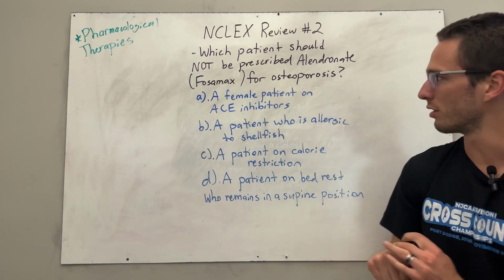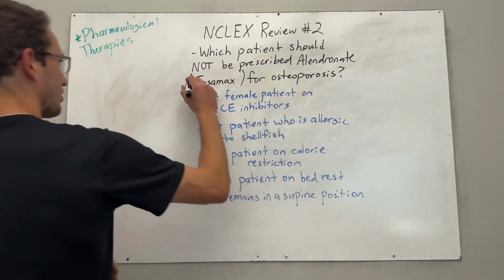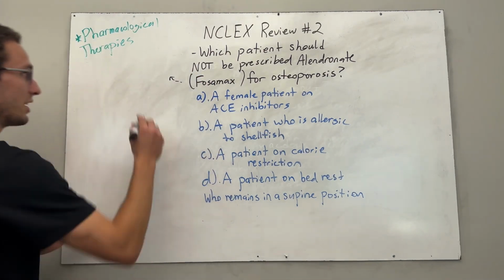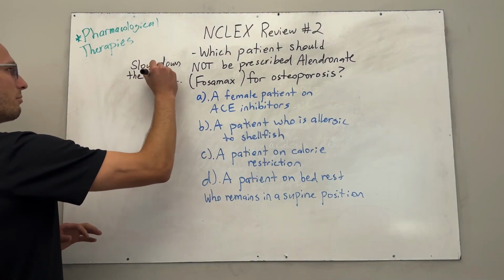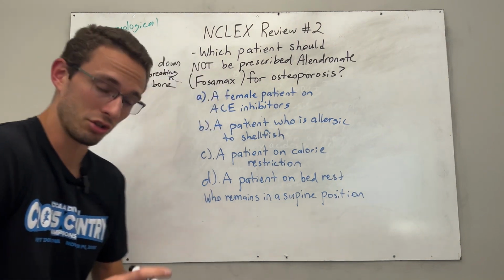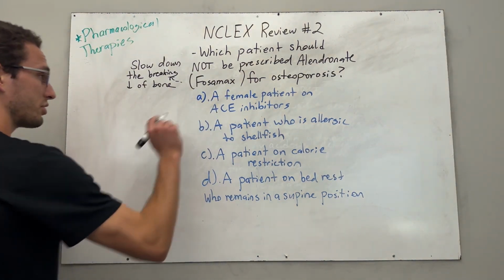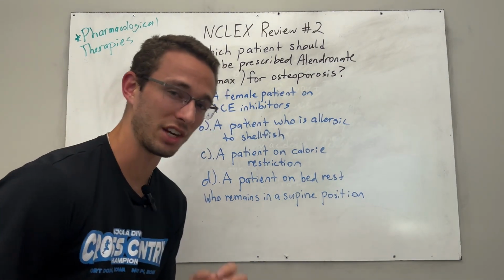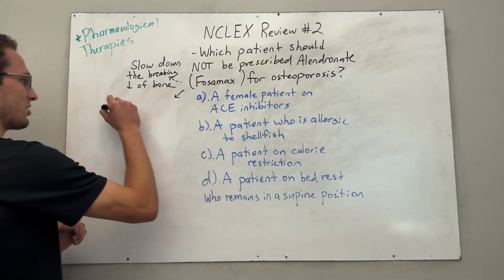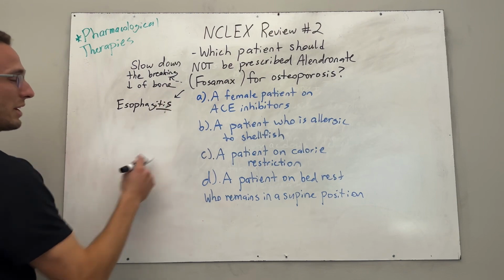So just a brief little review. Fosamax, okay, this is a great drug to treat osteoporosis because it will basically slow down the breaking down of bone. So it's great for the elderly patients who naturally have a little more osteoporosis going on. Now, remember, Fosamax, the main symptom that you may experience with this is what's called esophagitis. This basically means inflammation of your esophagus.